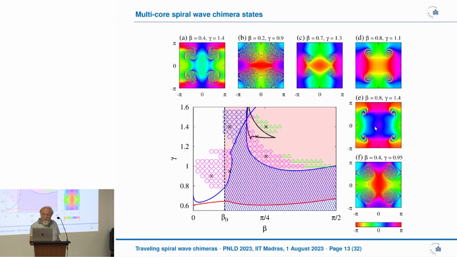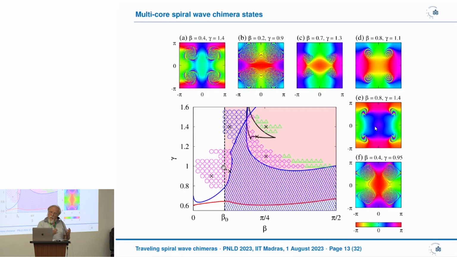So shaded here in blue is the case where I have stable 4-core chimera states. Here in blue are the Hopf bifurcations. In black is that fold bifurcation. And these symbols here represent results of numerical simulations, just to confirm the predictions from this analytical theory. You can see the kinds of structures that emerge when you cross from the stable regions.